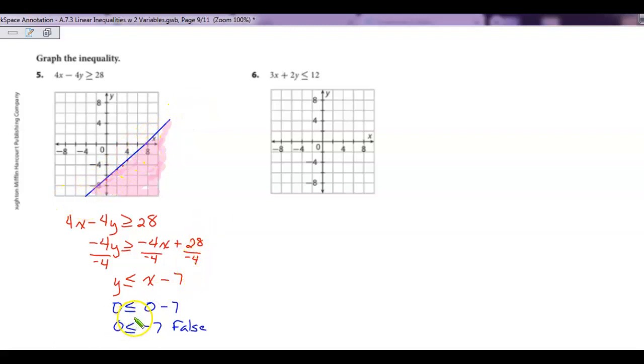And then I substituted in the origin so that I could see if the origin is a solution to the equation. And I found that it is a false statement. So origin is not a solution to this inequality statement. So I shaded in the bottom section. Okay, take a look at number 6 and check back to see what the answer is.